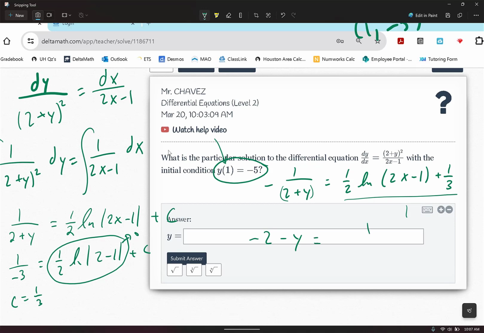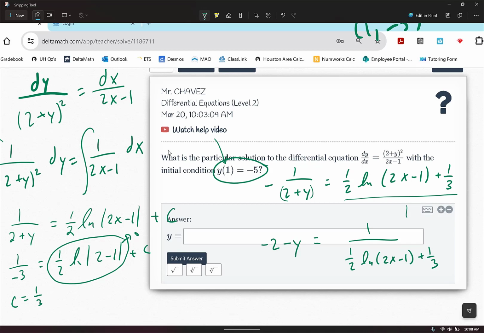Equals, let's see, 1 over, okay, I'll explain right now. 1/2 ln of (2x - 1) plus 1/3. Because when I flip this, I have this negative and then a 2 + y on the top and then 1 on the bottom. I can bring that negative to like that. And then it's just negative 2 divided by -1, -2. y divided by -1, -y. So this turns to -2 - y.